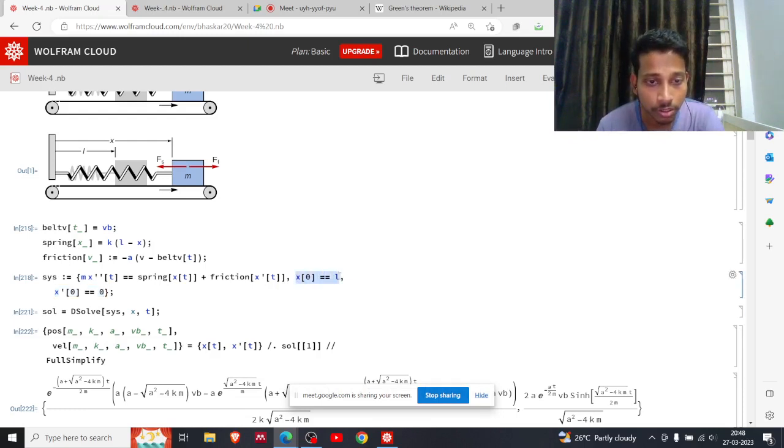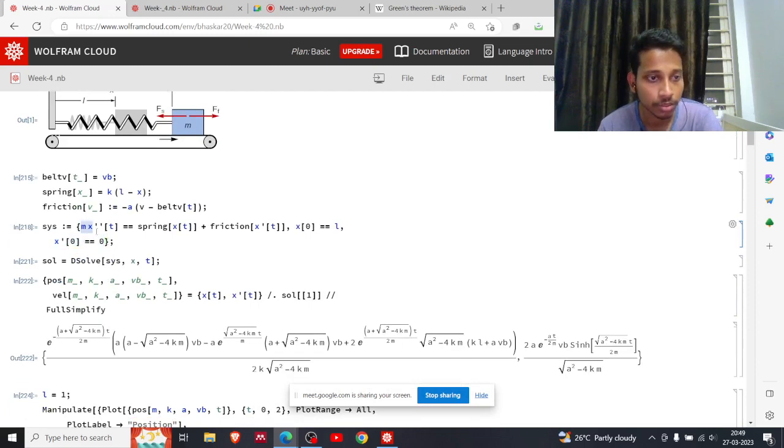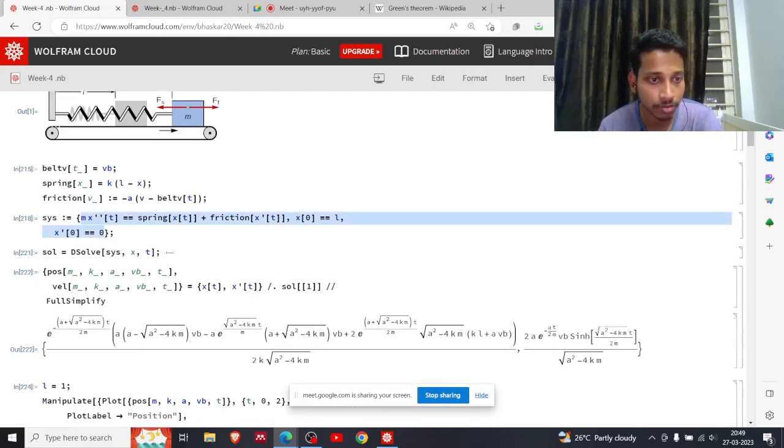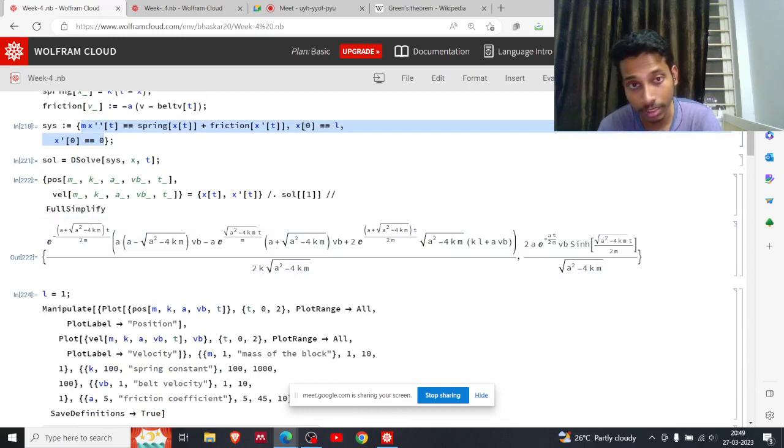So this is the initial condition for displacement and this is the initial condition for the velocity. At t equal to 0, the mass was at L, the length of the spring, which is from here to here, and the mass was here. At that point of time the velocity was 0. So this is the whole problem, the whole differential equation with the initial value.